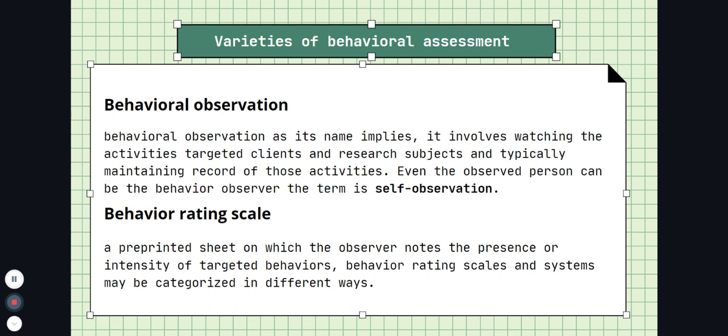You are observing yourself based on your thoughts and your feelings about yourself, and actually writing those thoughts and feelings you have. Next, the behavior rating scale: a pre-printed sheet on which the observer notes the presence or intensity of targeted behavior. Behavior rating scales and systems may be categorized in different ways. There are various scales used as of today, and it depends on what behavior is being assessed by the assessor.